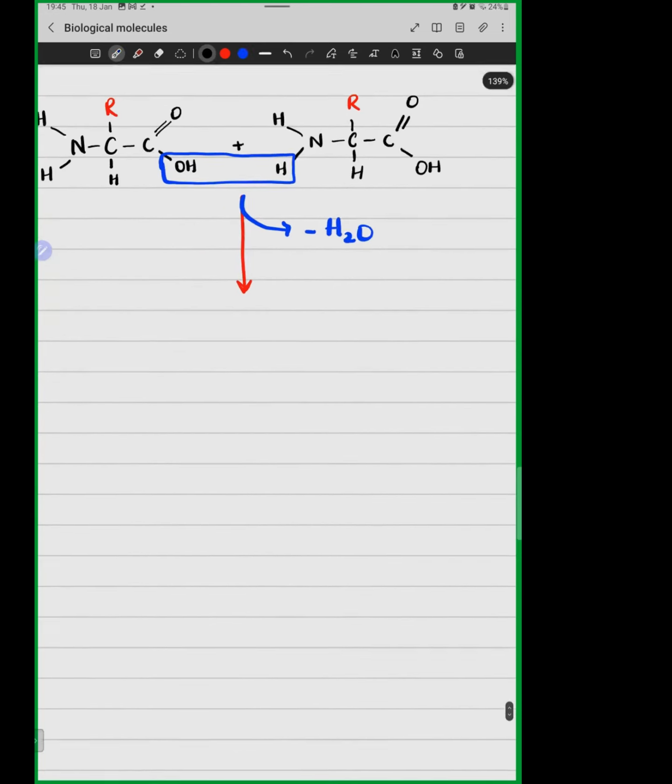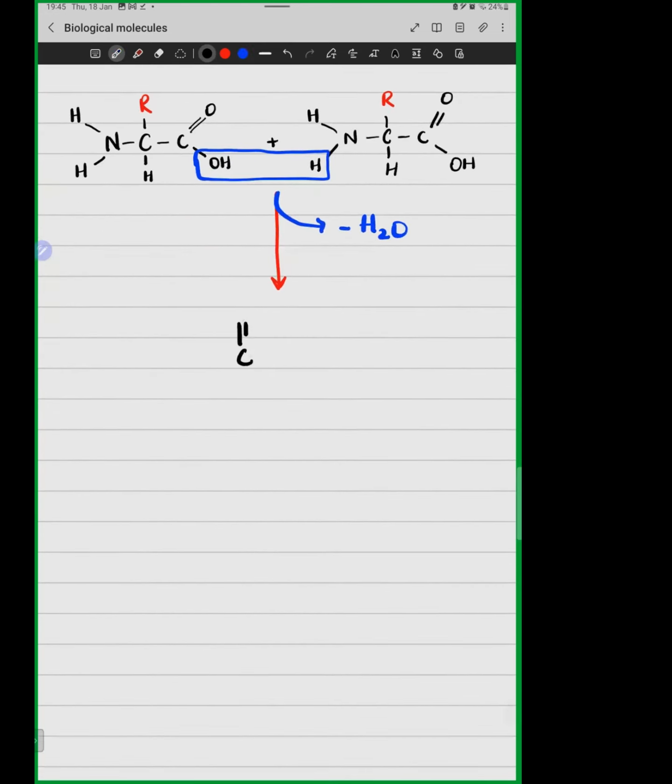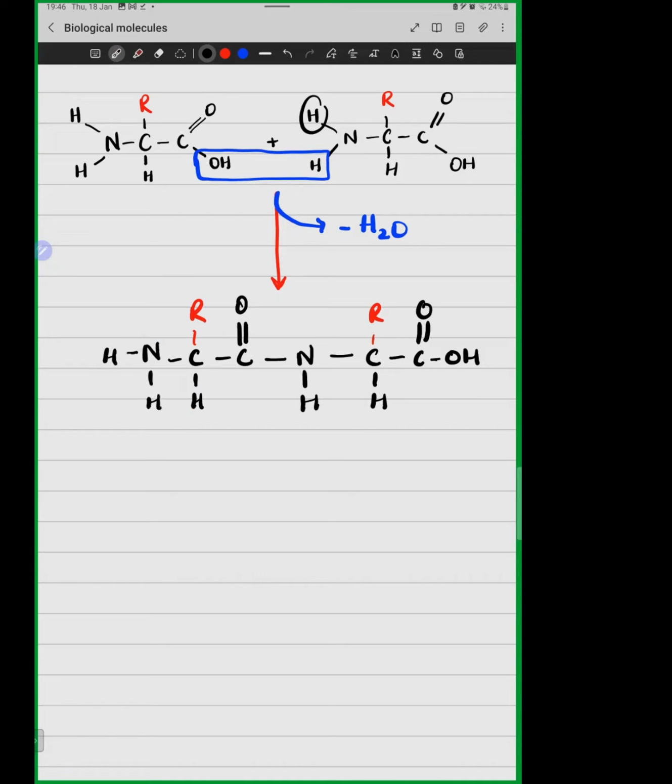We form something like this. See, double bond O, N. We have a C double bond O, N, which had this H, it's bonded to carbon, there's this R group, then it's hydrogen, and then it's carboxylic end. Now tell me, what do you think is the peptide?